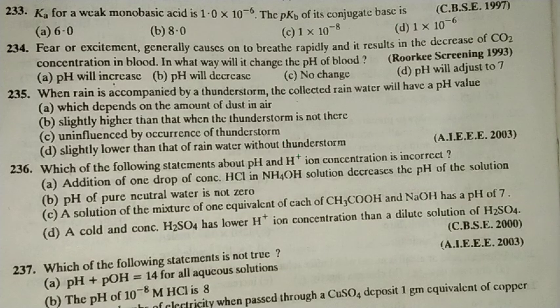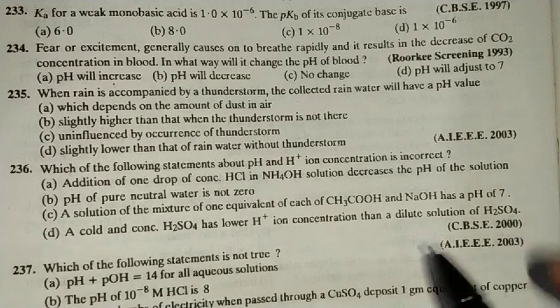Which of the following statements about pH and H plus ion concentration is incorrect? So look at the first option. Addition of 1 drop of concentrated HCl in NH4OH solution decreases the pH of the solution. Second option, pH of pure neutral water is not 0. Third, a solution of the mixture of one equivalent each of CH3COOH and NaOH has a pH of 7. Fourth, a cold and concentrated H2SO4 has a lower H plus ion concentration than a diluted H2SO4. Is it okay? So observe here, they are asking about the incorrect statement.